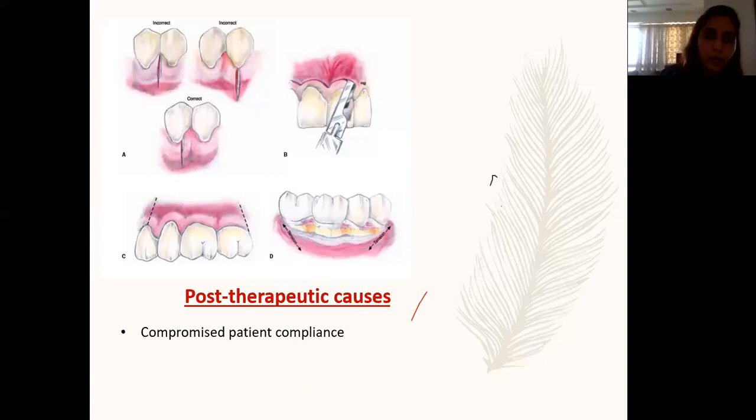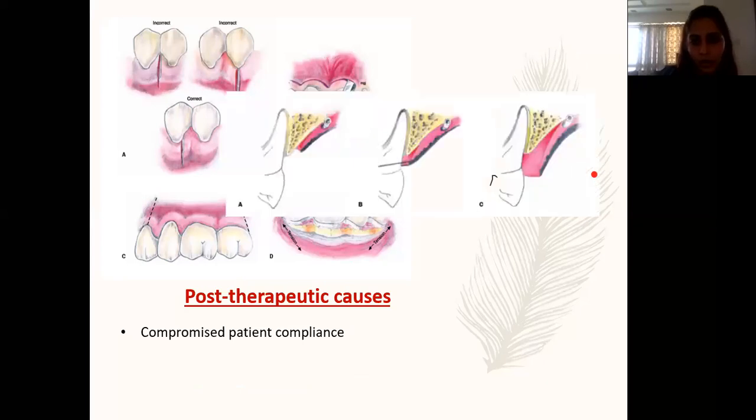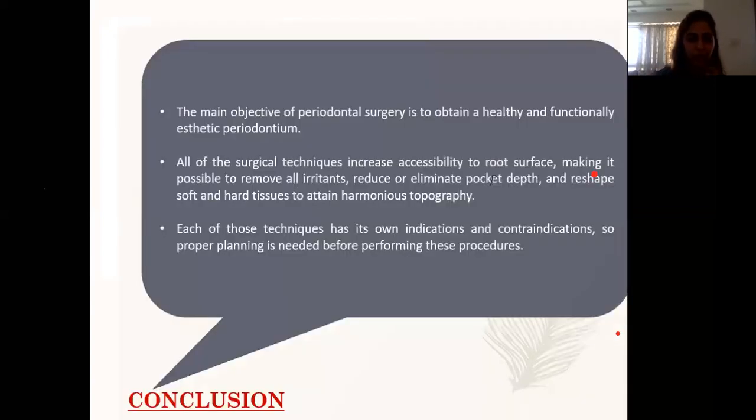Under post-therapeutic causes, the most common cause is compromised patient compliance. If you're not able to put your patient into a proper SPT program, you could classify the patient based on Marin's classification. If the patient is not able to maintain, long-term treatment outcomes are hugely compromised. Again, in the beveled flap, one cause of failure could be to overlook the palatal artery, which may cause a lot of bleeding.